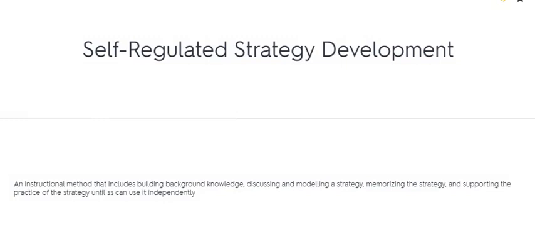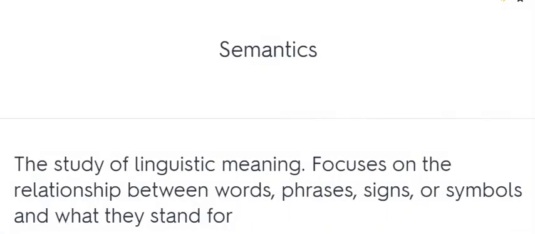Self-regulated strategy development. An instructional method that includes building background knowledge, discussing and modeling a strategy, memorizing the strategy, and supporting the practice of the strategy until students can use it independently. Semantics. The study of linguistic meaning focuses on the relationship between words, phrases, signs, or symbols and what they stand for.